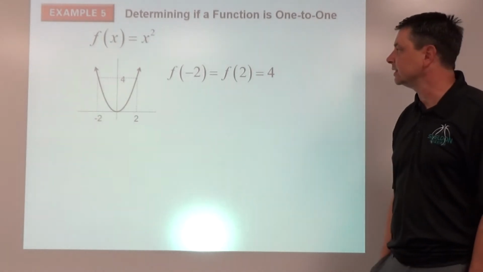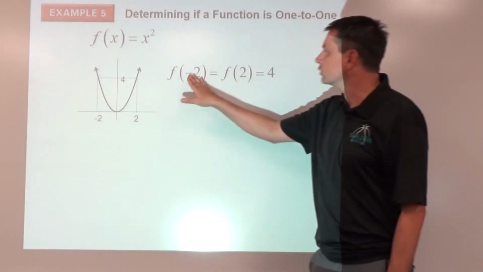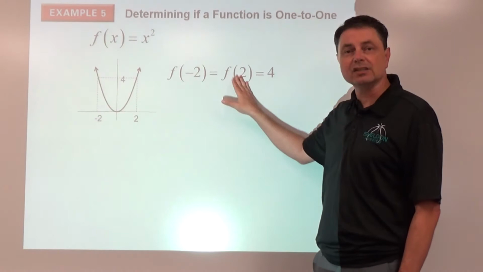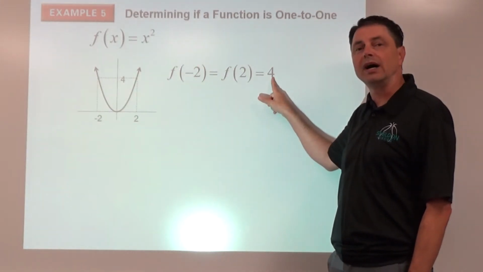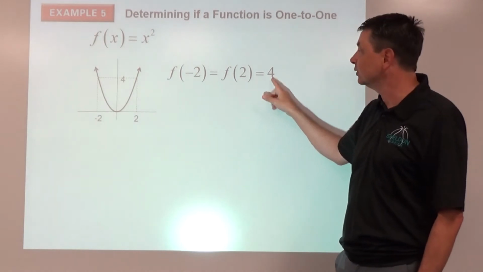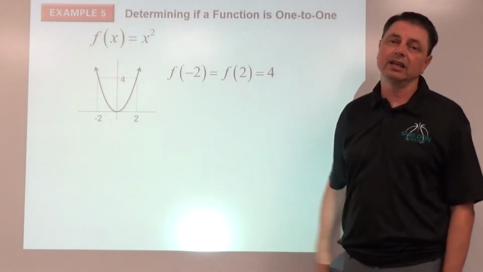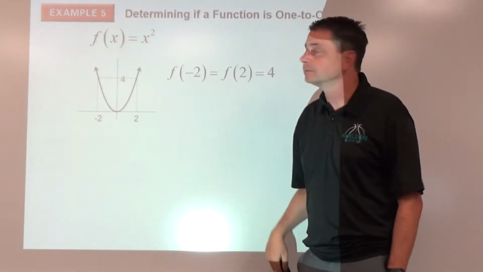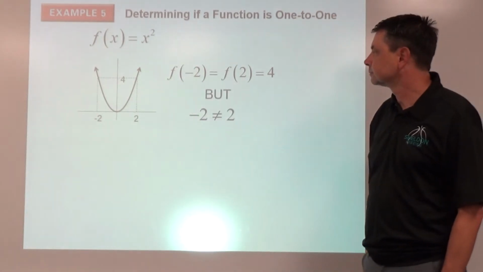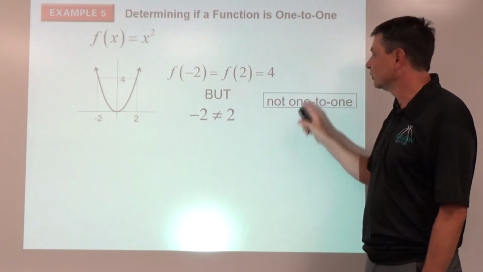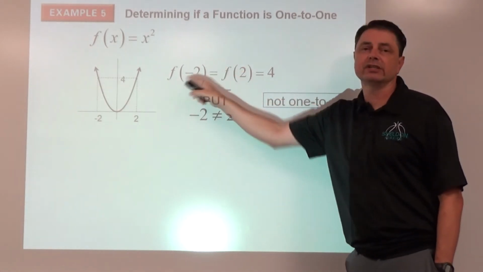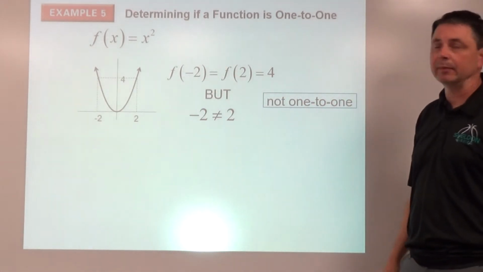Another way of looking at that algebraically: are there 2 different x values or input values that produce the same y value or output value? If that's the case, then it's not one-to-one. Not one-to-one, 2 different inputs produced the same output.